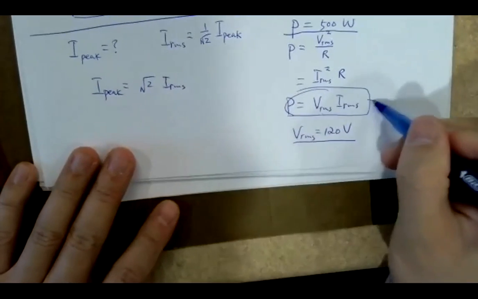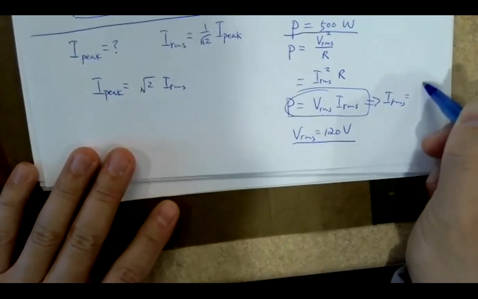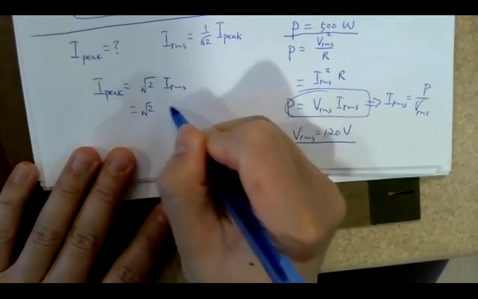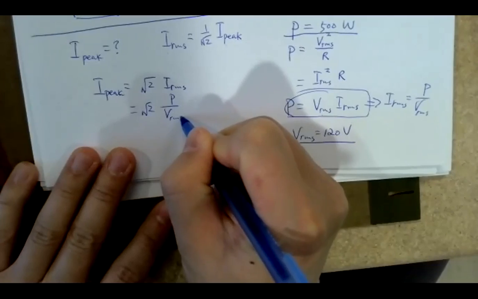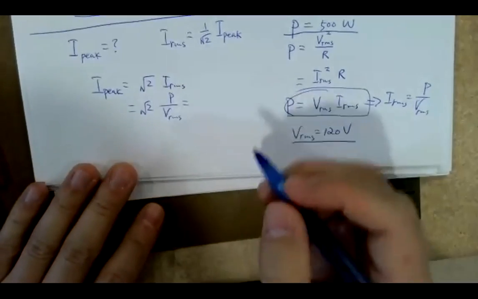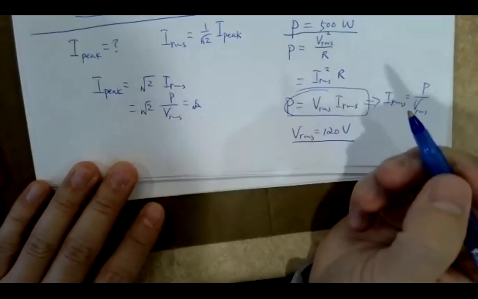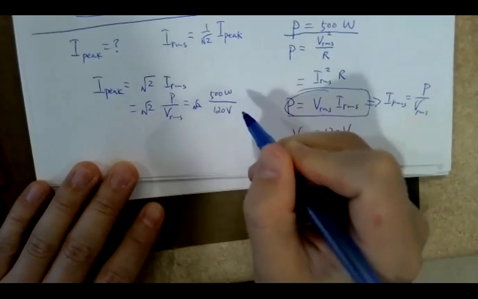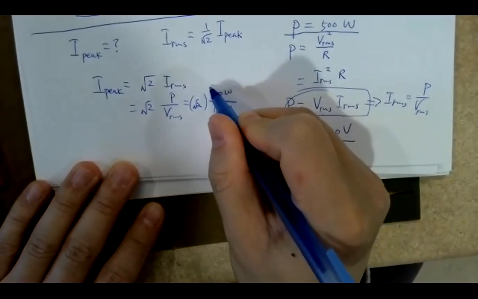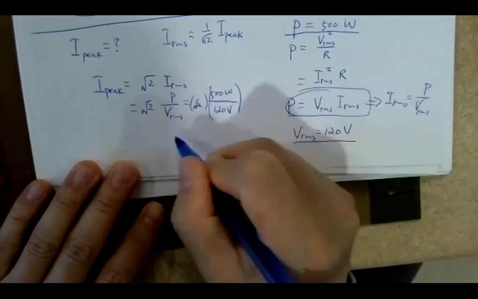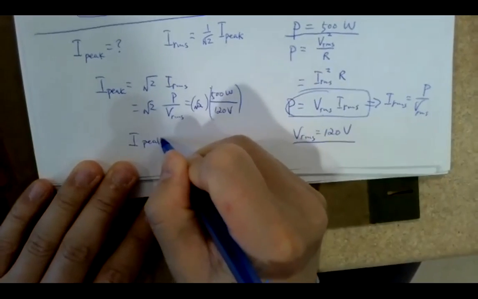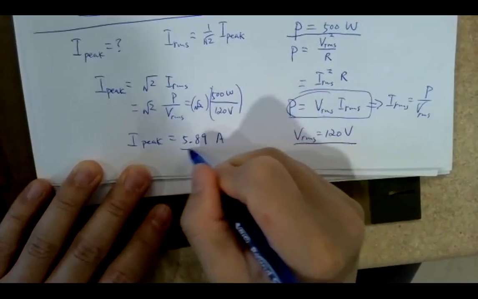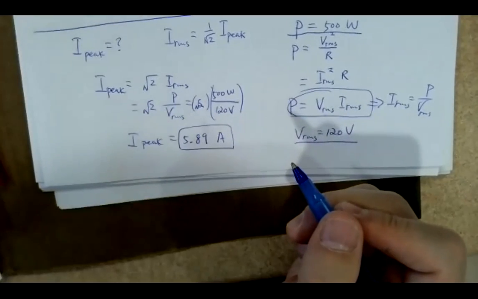Okay, and then from here it will tell you I RMS is equal to P over V RMS. Okay, so then this would be square root 2 times P over V RMS. Okay, and you can put your numbers in now. P is 500 watts divided by 120 volts. Okay, that will give you your I peak. Okay, so I peak is equal to 5.89 amps. Okay, that will be your peak value.